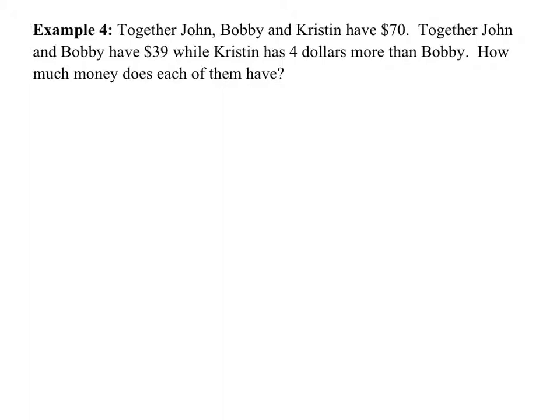Example said, let's go into the problem. So, together John, Bobby, and Kristen have $70. So, right away, what do I know? What could I start with? The total amount of money is $70. Yeah, the total is 70. So, let's call them by their first initial, just to make it easy. I generally do that. So, J plus B plus K equals 70. As Will said, the total is 70, so we put the total equaling 70.